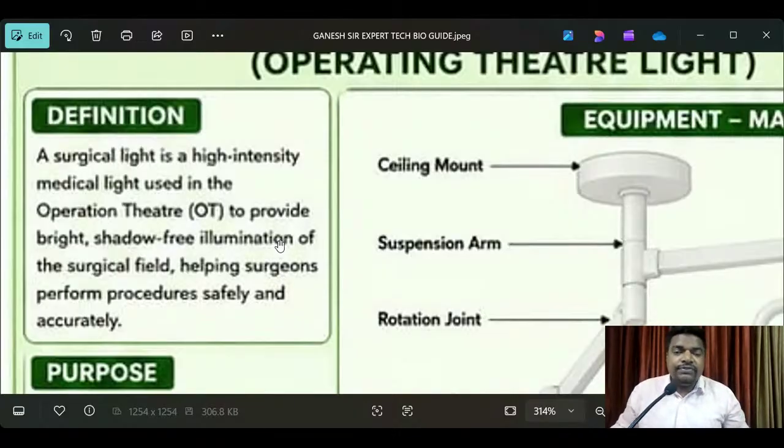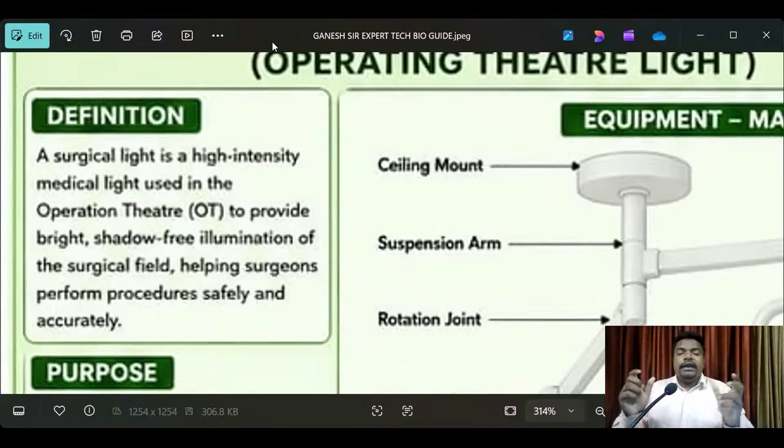Okay, this is very important and very easy to remember. We have to keep in mind why doctors recommend this: during surgeries, focusing is very important, brightness is very important, and illumination is important, wherever they are going to do procedures. Mostly in surgery, doctors recommend it, and it's very important.